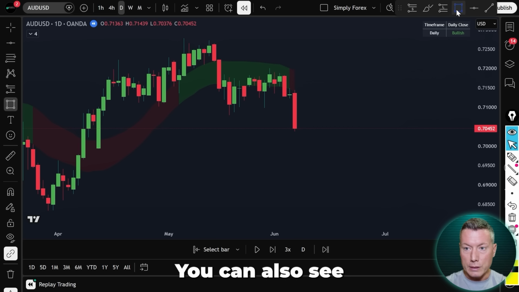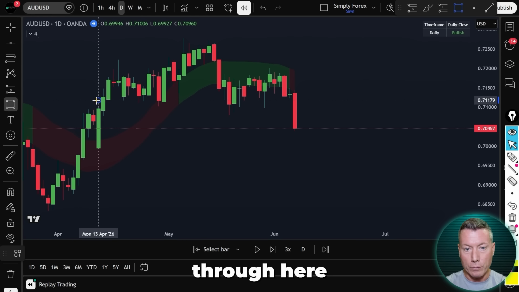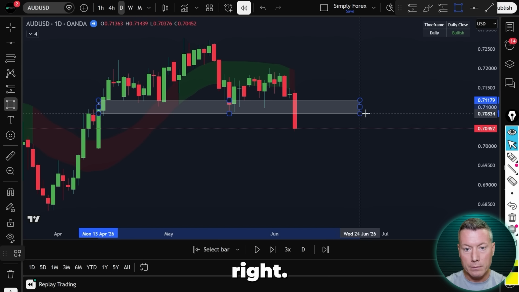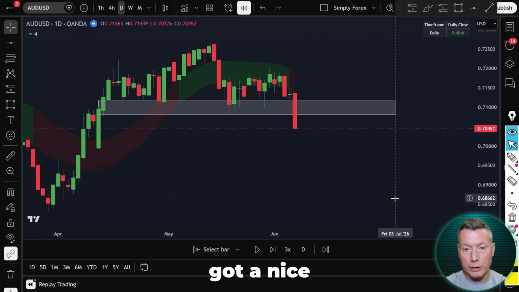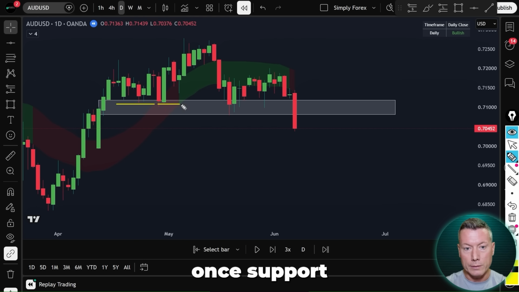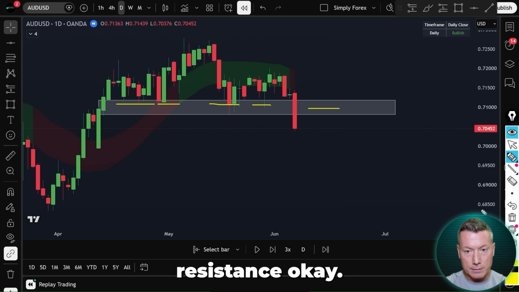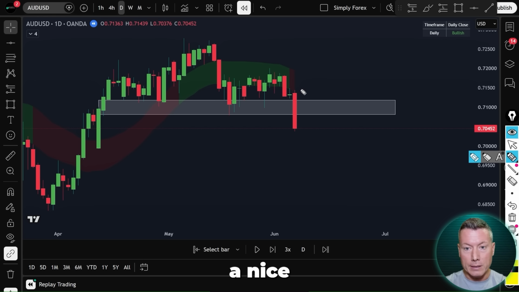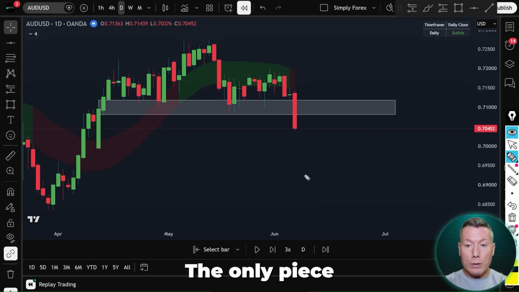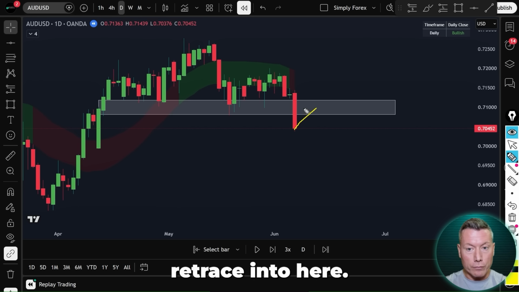You can also see this support level through here. Drag it along a little bit. Clearly got a nice support level through there. What was once support can potentially become very good resistance. This is what we'll be looking for. We also have a nice big bearish candlestick telling us sellers are in control. The only piece of the jigsaw we don't have is value, and I would therefore wait for a retrace into here. And you can see this smart river.